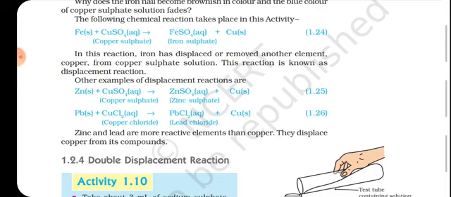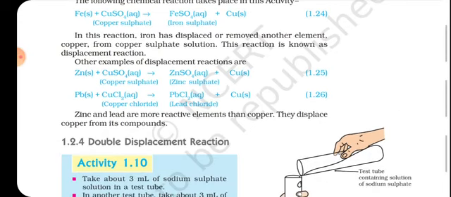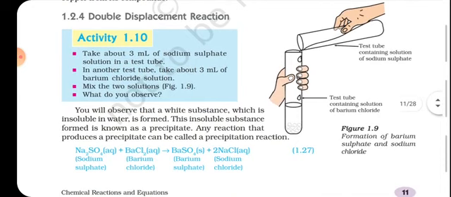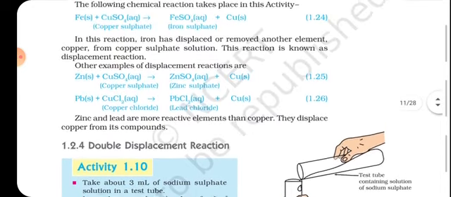Fine. See students, there are various types of examples also given over here. That is Zn plus CuSO4. Zn plus CuSO4 will give you ZnSO4 plus Cu. Then zinc is replacing the copper. The same thing is over there down. Lead plus CuCl2 will give you PbCl2 plus Cu. I hope students you are clear with this.